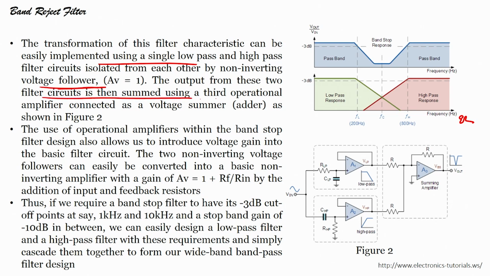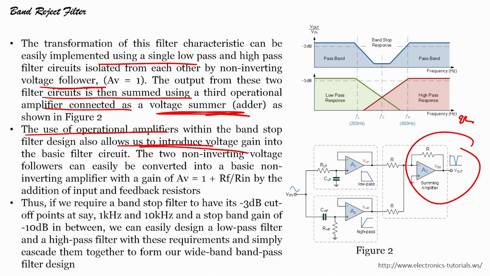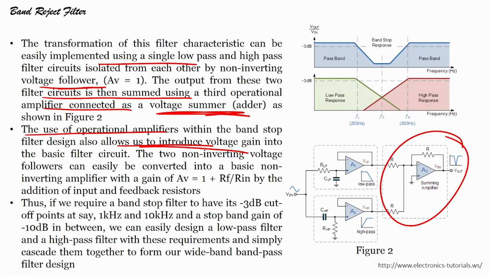The output from these two filter circuits is summed using a third operational amplifier called a voltage summer, which you can see here. The use of operational amplifiers within the band stop filter design also allows us to introduce voltage gain. Because we have now used the amplifier, we can also amplify the signal. The two non inverting voltage followers can be easily converted into a basic non inverting amplifier with a gain of AF equals 1 plus RF by R1. You see this is a unity gain amplifier, which we can convert into a non inverting amplifier and introduce a voltage gain. Right now both are unity gain amplifiers or voltage followers. This is my low pass filter, this is my high pass filter, but these are just voltage followers.